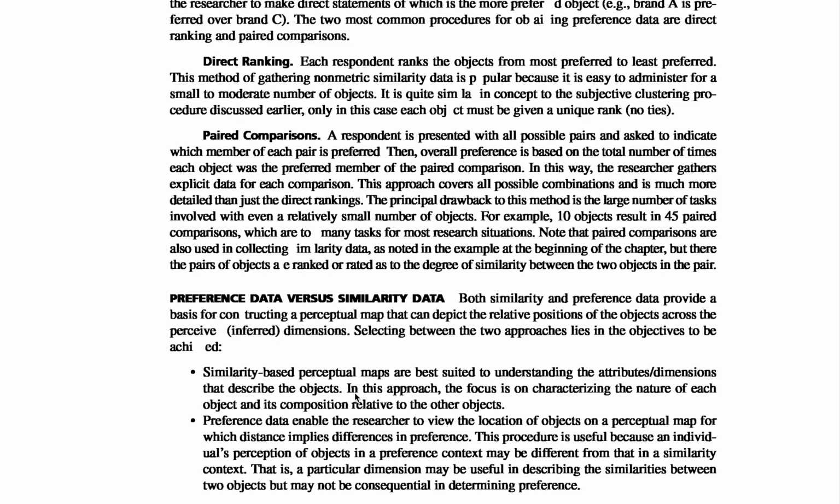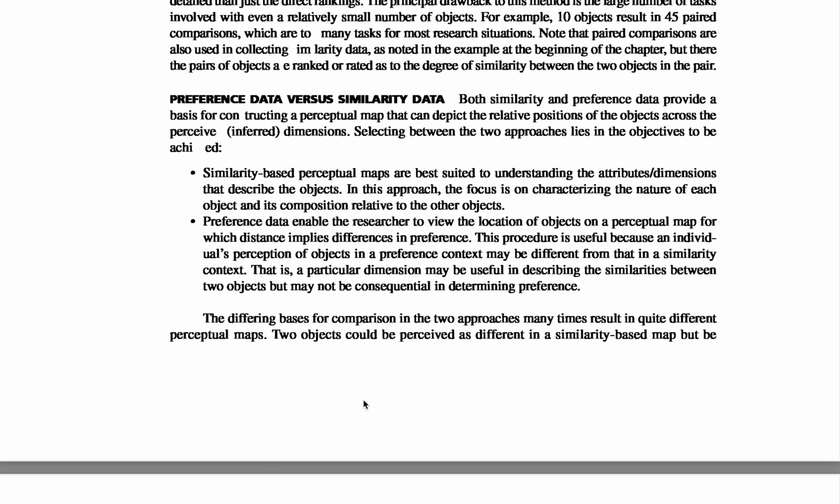Preference data versus similarities data. Both similarities and preference data provide a basis for constructing a perceptual map that can depict the relative position of the objects across the perceived dimensions. Selecting between the two approaches lies in the objective to be met. Similarities-based perceptual mapping is best suited to understanding the multiple attribute dimensions that describe the objects. In this approach, the focus is on characterizing the nature of each object and its comparison relative to other objects.